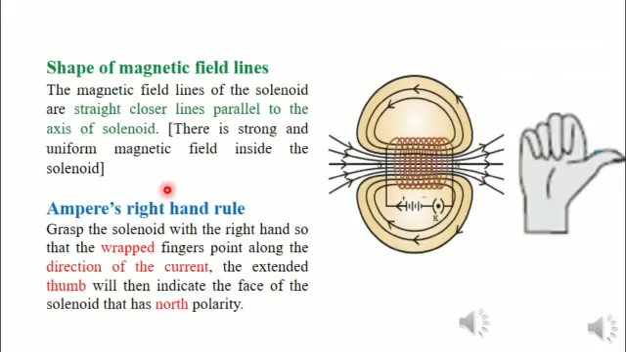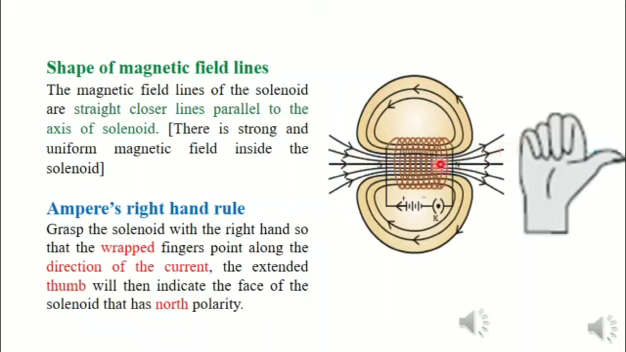Shape of magnetic field lines of the magnetic field produced by the current carrying solenoid. The magnetic field lines of the solenoid are straight, closely spaced lines parallel to the axis of the solenoid. So there is a strong and uniform magnetic field inside the solenoid.